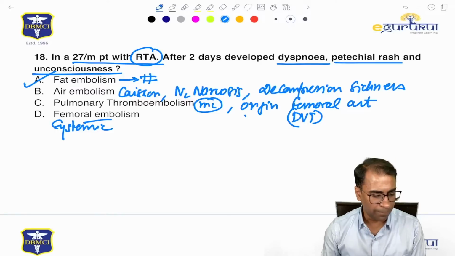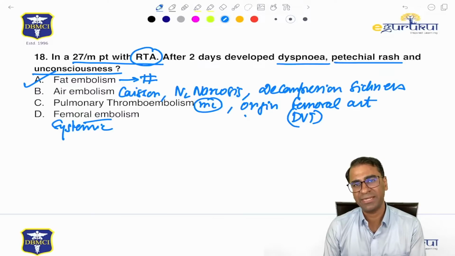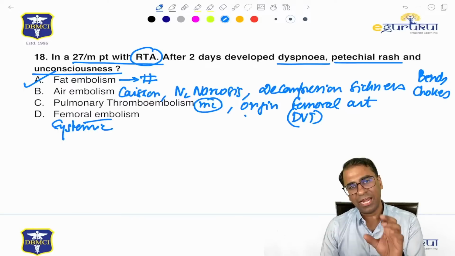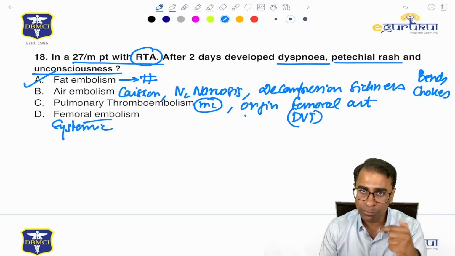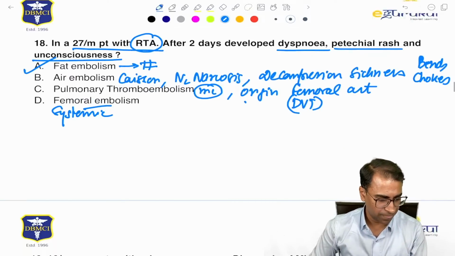Okay? Bends is seen in a case of air embolism. Yes, bends and chokes are a case of air embolism, and amniotic fluid embolism is seen just in the postpartum delivery period. You see amniotic fluid embolism in that case. Okay.